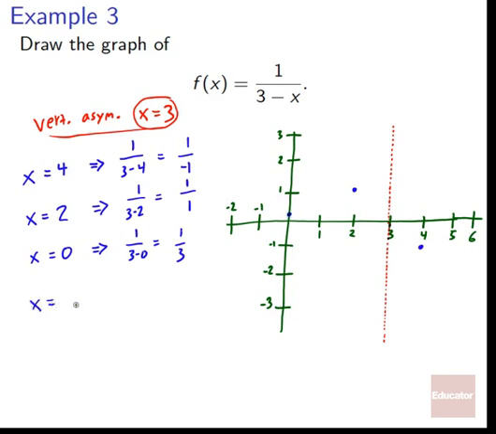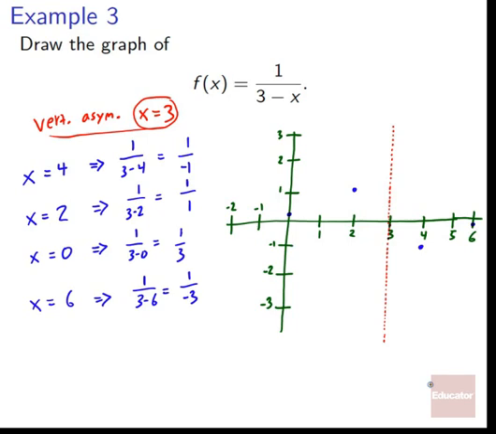At x equals 6, let's try that one. We'll be at 1 over 3 minus 6, so 1 over -3, so we'll be at -1/3. So once again, we'll be 1/3 of the way out there. All right, so now we're starting to get some sense. Well, what happens as we actually get near that asymptote? Are we going to go positive on the left side, or negative on the left side? Are we going to go positive on the right side, or negative on the right side?